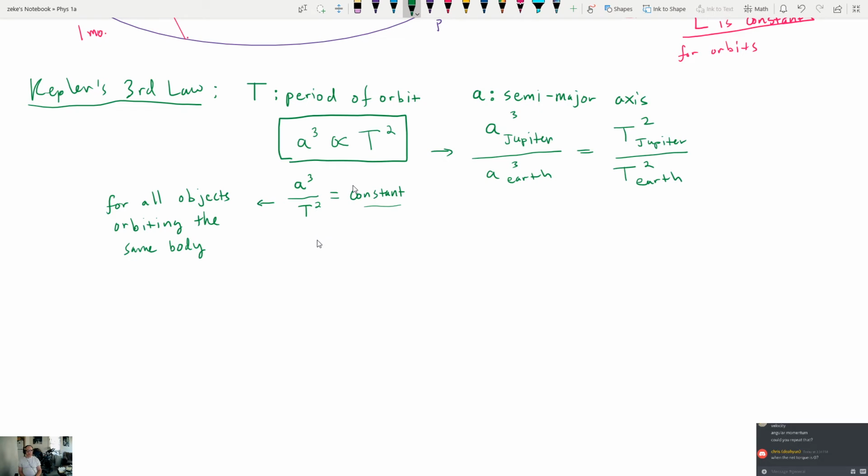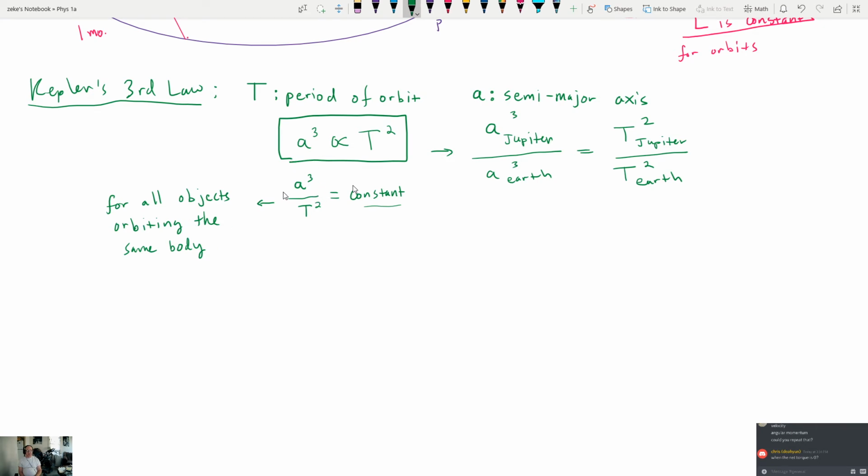And if you did the same thing for all the moons of Jupiter, for example, when you take their semi-major axis cubed over period squared, you also get a constant, but it would be a different constant, right? So you get a different constant for Jupiter and the things that orbit it. You get a different constant for the Earth and the things that orbit it, such as the moon and all of the man-made satellites that we have. You get a different answer if you put the center of the galaxy in here.